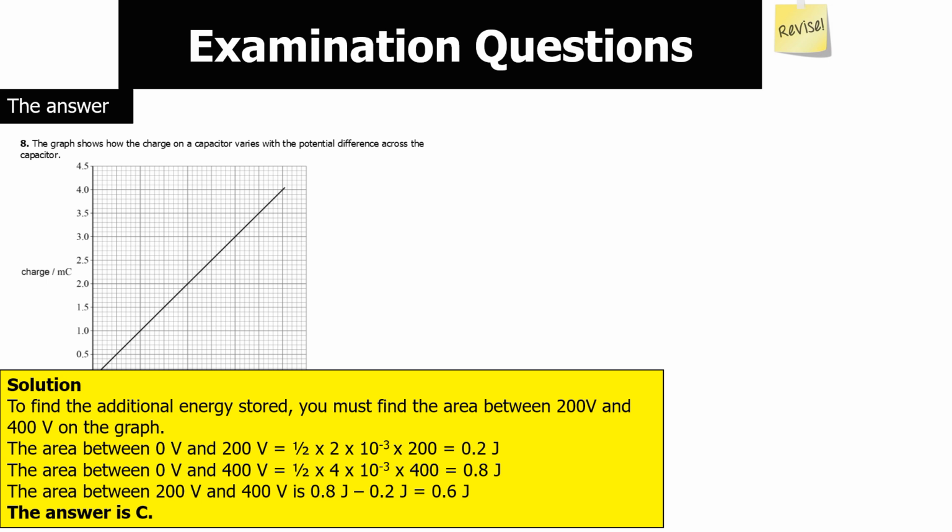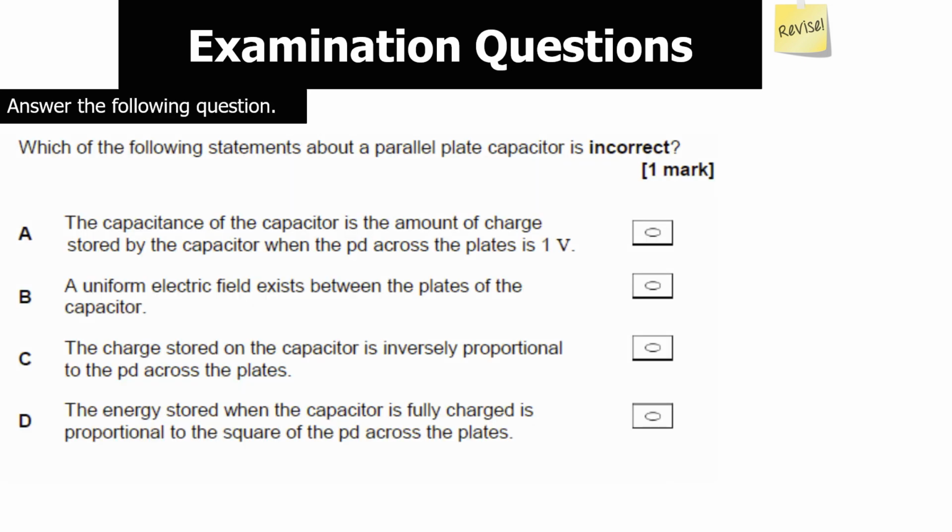So you work out the area between 0 and 200 volts, so it's a half times 2 times 10 to the minus 3 times 200. It's just the triangle, so it's 0.2 joules. Then do the area between 0 volts and 400 volts, so it's a half times 4 times 10 to the minus 3 times 400. Remember 10 to the minus 3 is because it's in millicoulombs on the y-axis, so therefore it's 0.8 joules, so therefore the difference is 0.6 joules. Our answer is C.